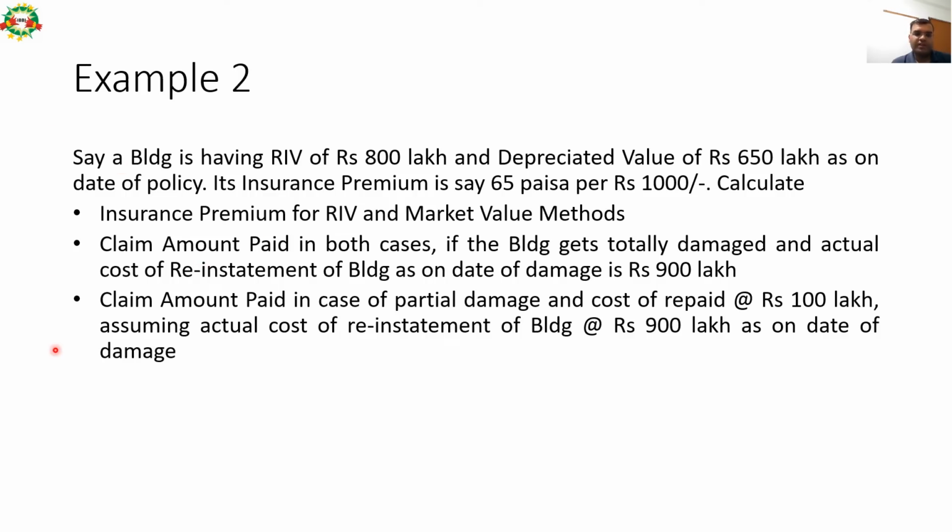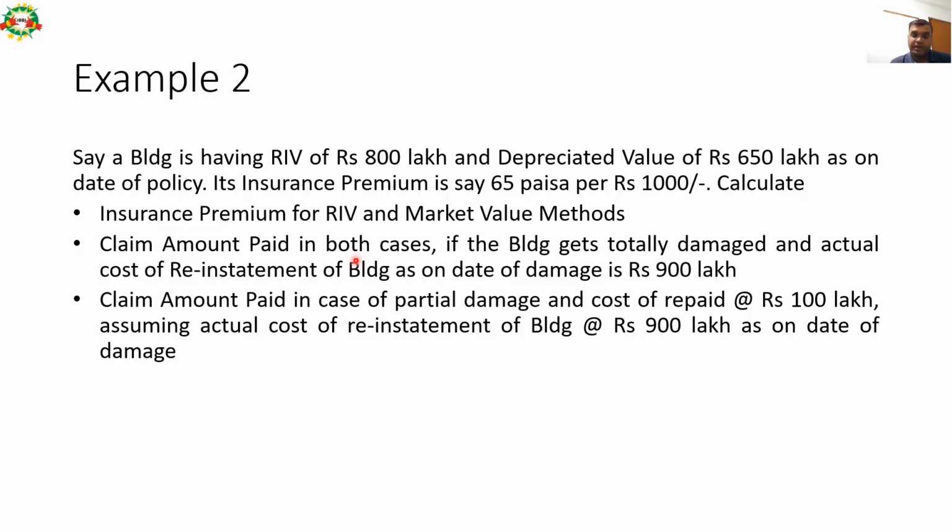Let us try to understand this with the help of an example. Say a building has a reinstatement insurance value of rupees 8 lakh and a depreciated value or market value of 650 lakh rupees as on date of policy. Its insurance premium is, say, 65 paisa per rupees 1000. Calculate the insurance premium for the RIV and market value methods, and the claim payout in both cases. If the building gets totally damaged, and the actual cost of reinstatement of the building as on date of damage is 900 lakh rupees, what is the claim payout? Also, the claim amount paid in case of partial damage.